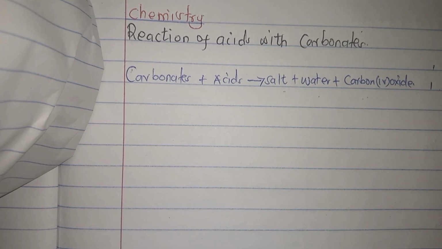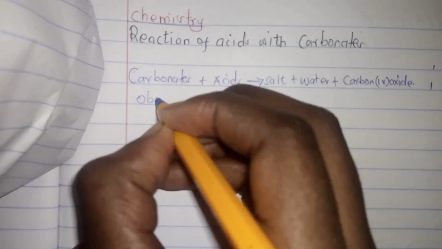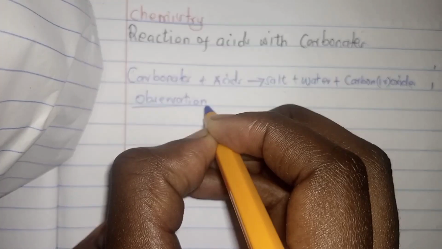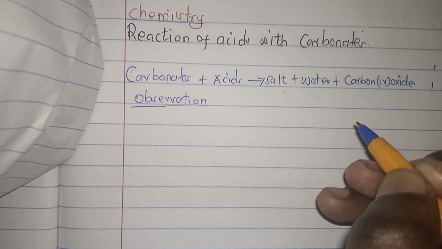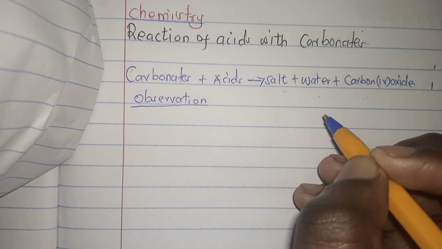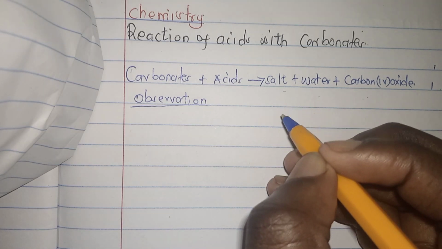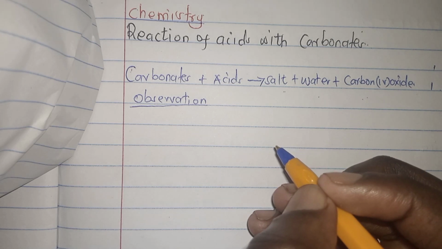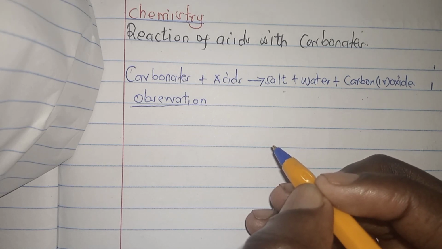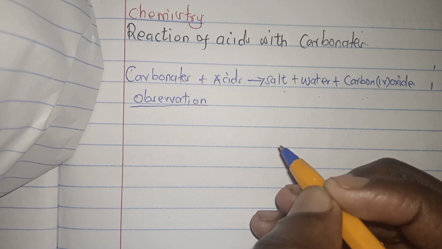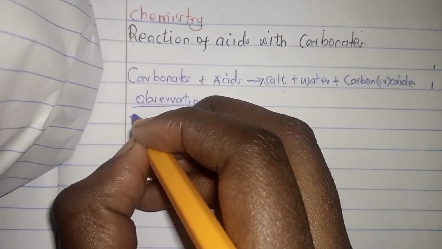So when carbonates and acids react, what is our observation? There is a colorless gas that is produced, which is carbon dioxide. We also have a colorless liquid, which is water, plus a salt. So our observation that we might see is effervescence. Effervescence is the production of bubbles of a colorless gas, which is carbon dioxide.